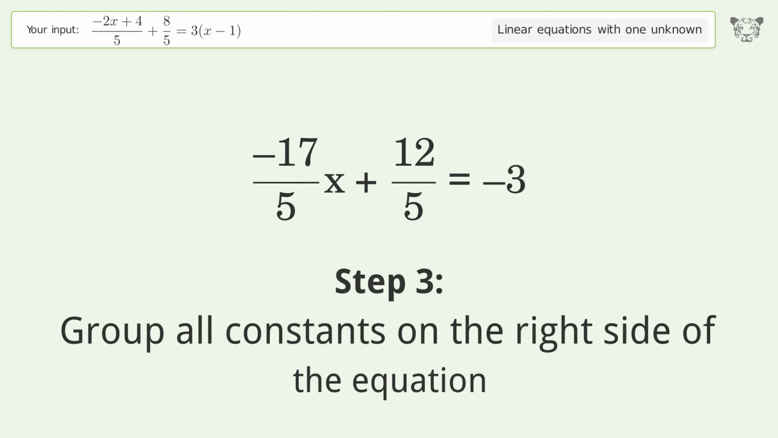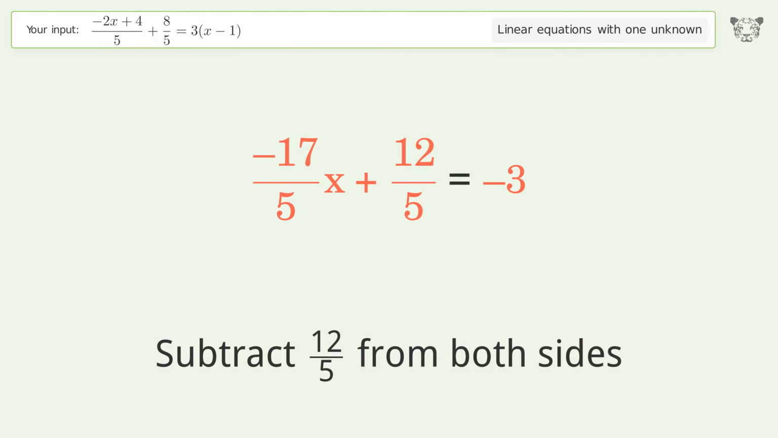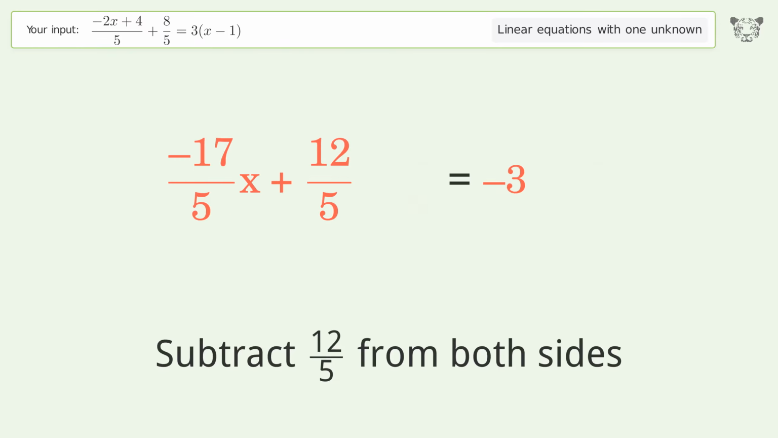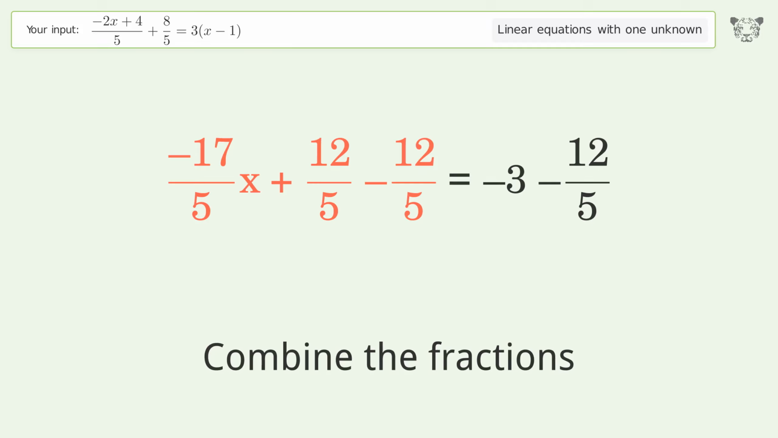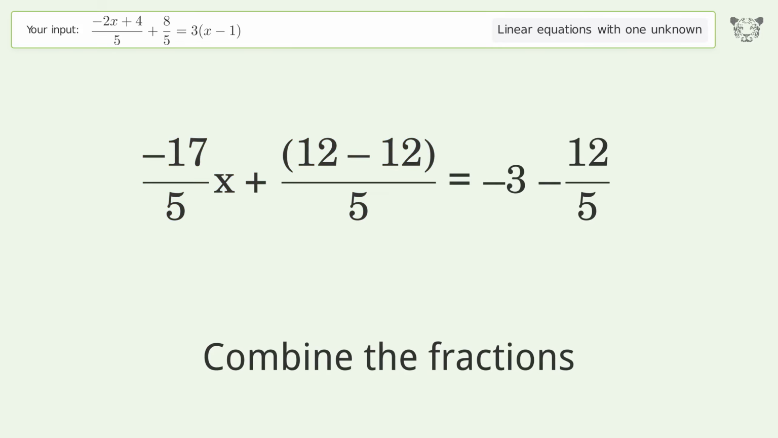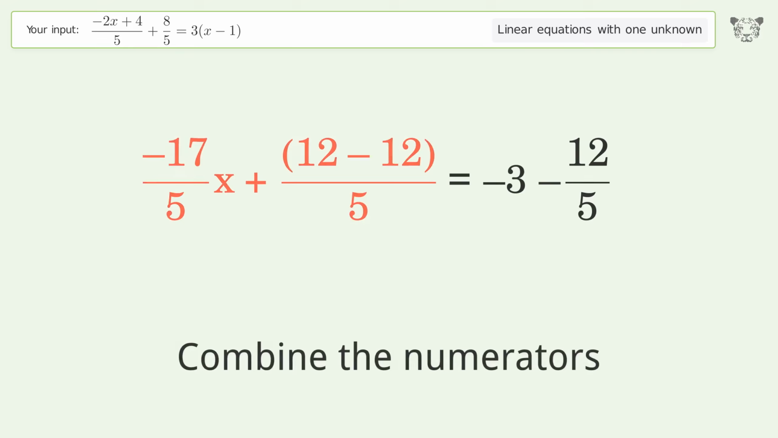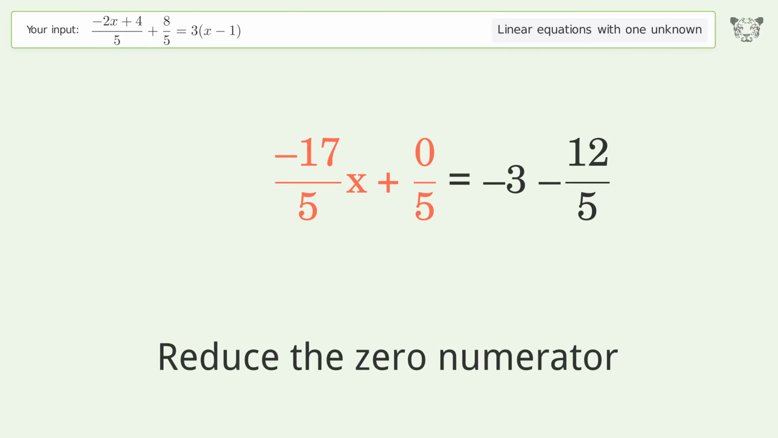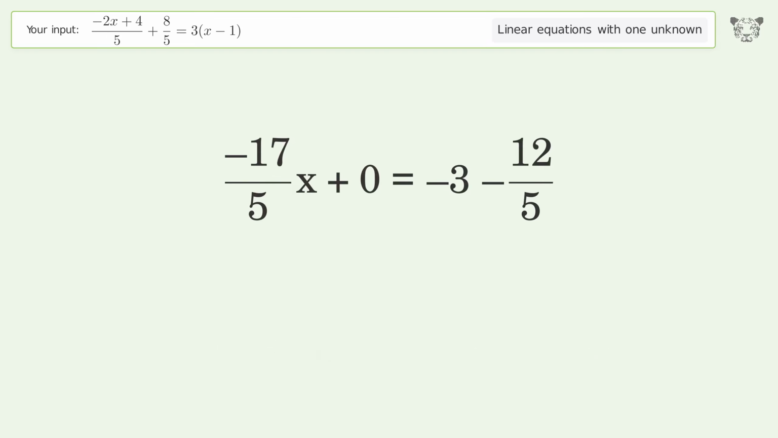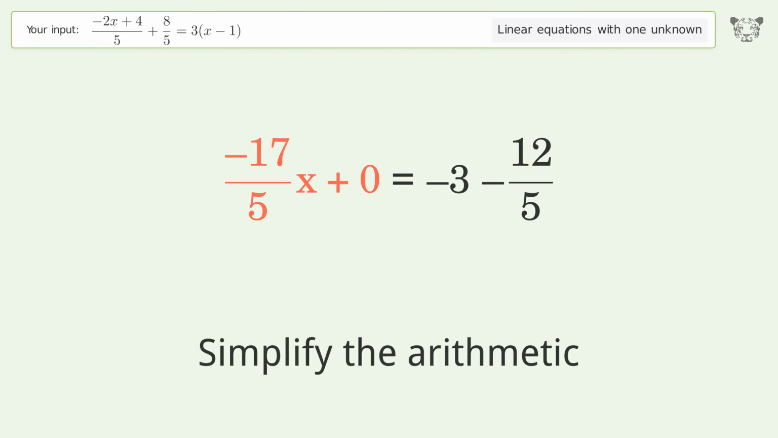Group all constants on the right side of the equation. Subtract 12/5 from both sides. Combine the fractions. Combine the numerators. Reduce the zero numerator. Simplify the arithmetic.